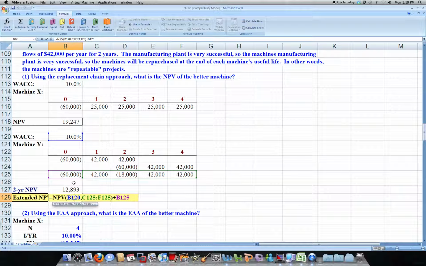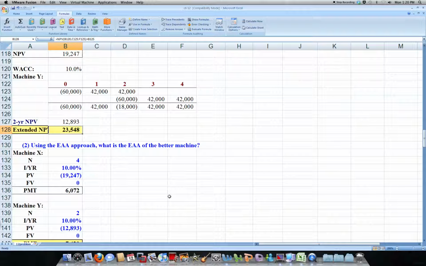NPV, and we have our weighted average cost of capital, B120, and then we put in C125 through F125. Then we add back our original cash flow at time period 0. And so now we get our extended NPV. Now we can look and see and make a better comparison of which machine to choose.